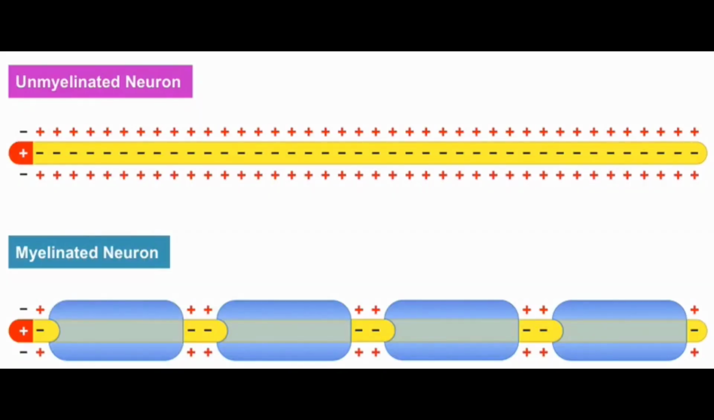Not all nerve cells have myelin sheaths, and so we can compare the speed of propagation of nerve impulses with myelin sheaths and without them.